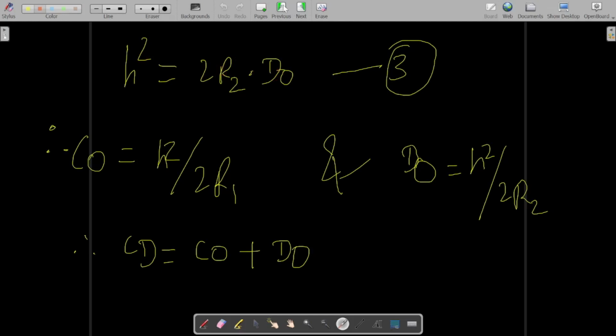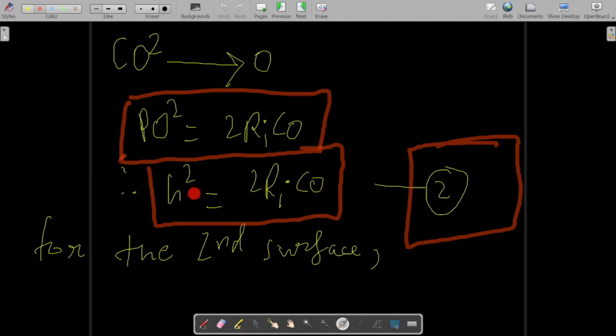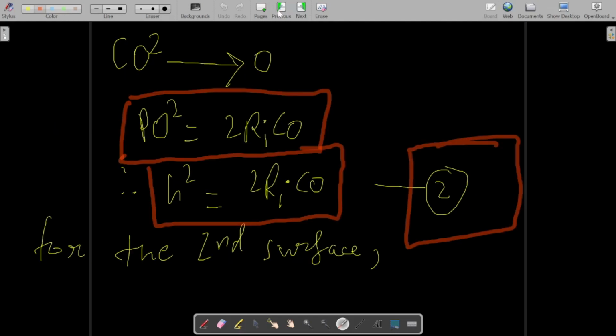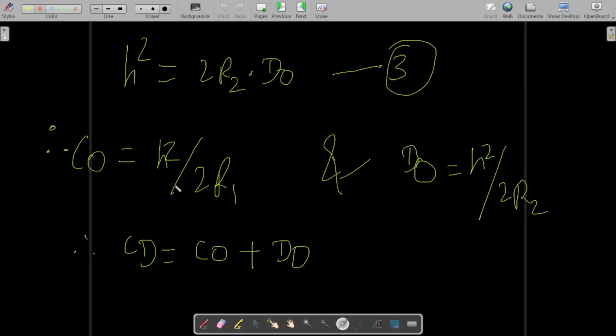So you have two equations over here. This is your equation number 2, and this is your equation number 3. Now CO value you can find from here, H square by 2R1, and DO is equal to H square by 2R2. From here you can just take this to the LHS, H square by 2R2 and H square by 2R1. So these two expressions.